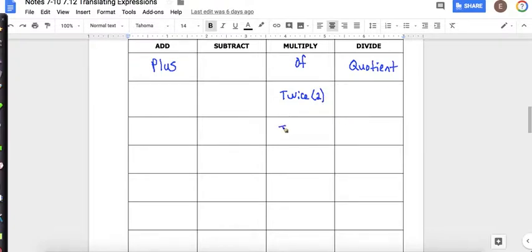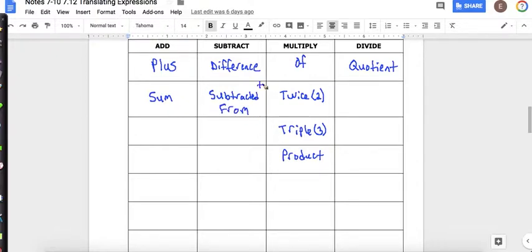Triple. Multiplication. And it means to multiply by 3, so I'm going to put a 3 there. Difference. Subtraction. Sum. Addition. Product. Multiplication. Subtracted from. Subtraction. And I'm also going to put a star in here because this is going to be a special case where we're actually going to switch around the order. And we'll come back to that later on in these notes.